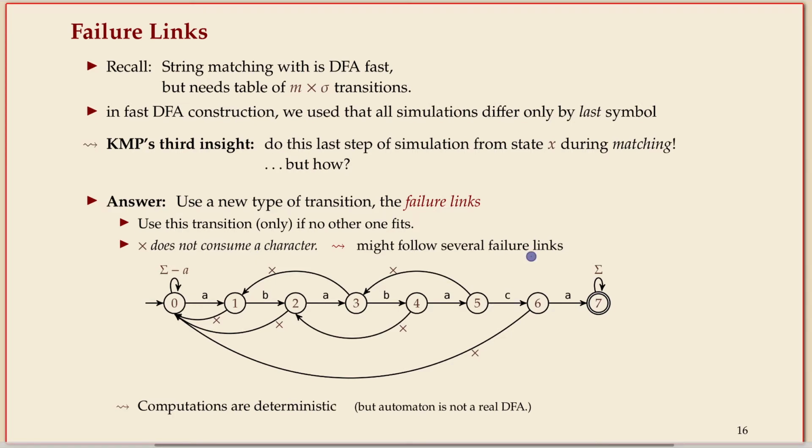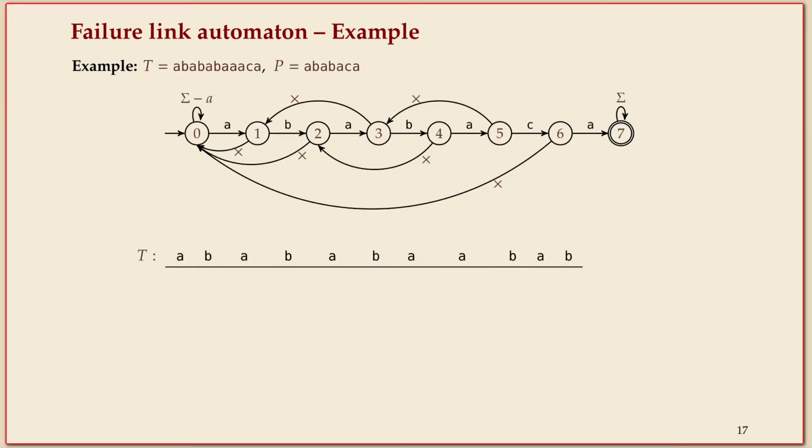You occasionally have to follow several failure links. If you're in state 5, you couldn't match a C because the next character was an A. Then you would have to jump to 3, and you can still match the B. So you have to follow another one, still can't match the B, so you have to follow another one. That can take some time. So you have to follow several of those in a row because they don't consume a character. But we'll see how this works. Let's go through a full example briefly, just so that this idea is clear.